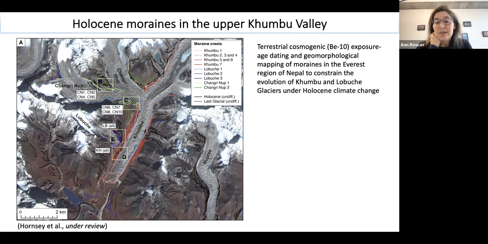So we used beryllium-10 dating to look at these samples, and they're relatively young, but the precision on these measurements was high, so that's good. That allows us to distinguish them.